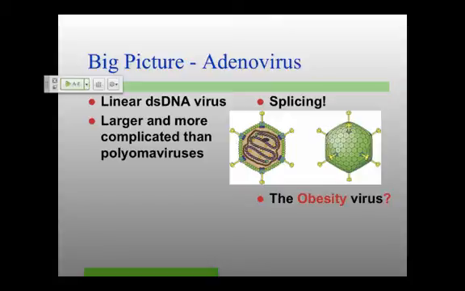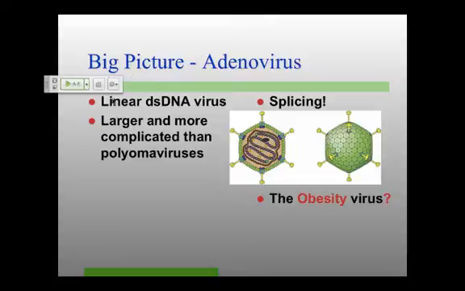So, big picture with adenoviruses. These are also double-stranded DNA viruses, but big difference from the papilloma and polyomas is they have linear genomes. So they're not double-stranded circular, they're double-stranded linear, and that immediately raises a problem whenever you have a linear genome, which has to do with replication and ends and how to deal with that.